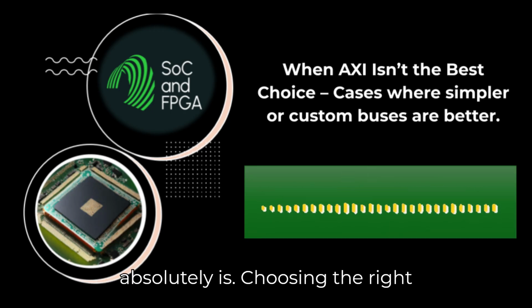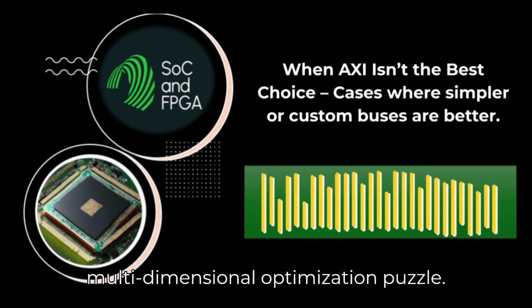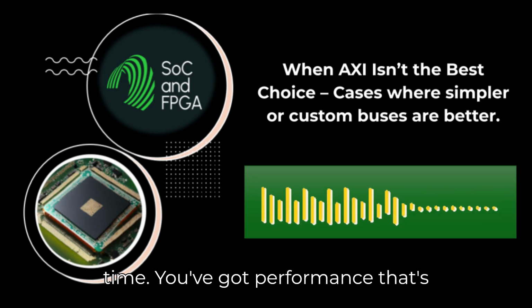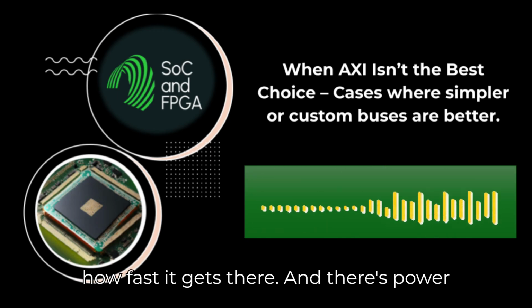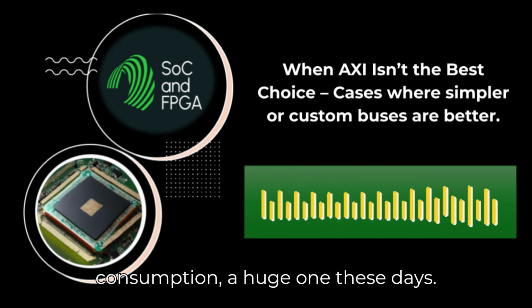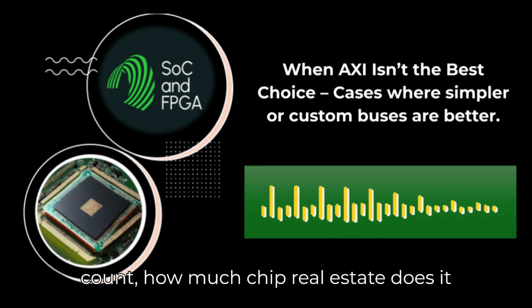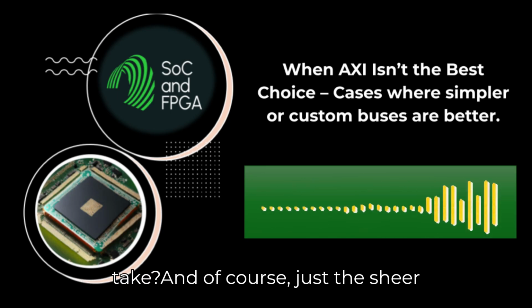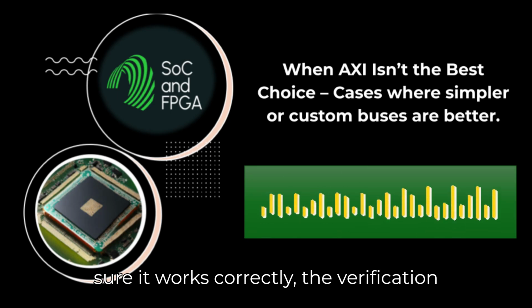It absolutely is. Choosing the right interconnect is like this multi-dimensional optimization puzzle. You're juggling conflicting goals all the time. You've got performance, that's throughput, how much data, and latency, how fast it gets there. And there's power consumption, a huge one these days. Silicon area, the physical size or gate count, how much chip real estate it takes, and of course just the sheer complexity of designing it and making sure it works correctly, the verification effort.